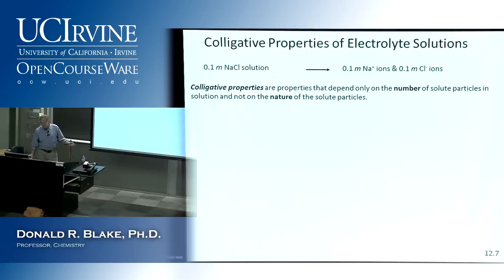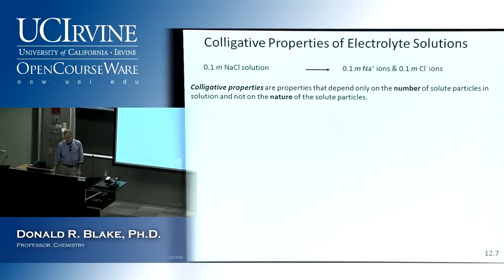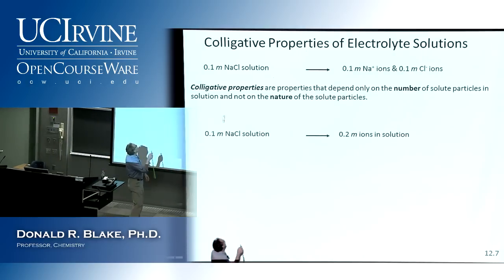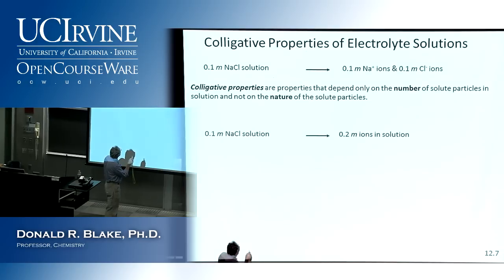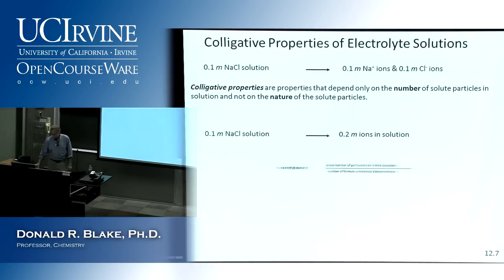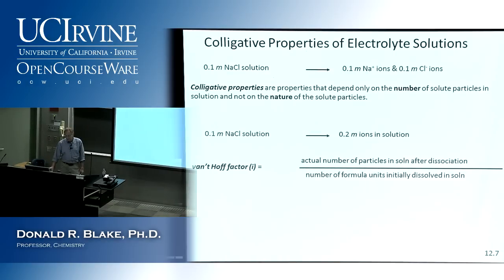So, colligative properties are properties that depend only on the number of solute particles, and not the nature of the solute particles. So, 1 molal sodium chloride, 2 molals of ions, right? Because we have 1 molal from the chloride and 1 molal from the sodium. So you actually have 2 molals of ions. And what we have is what we call the Van't Hoff factor.